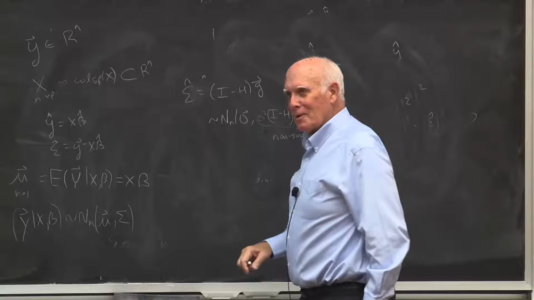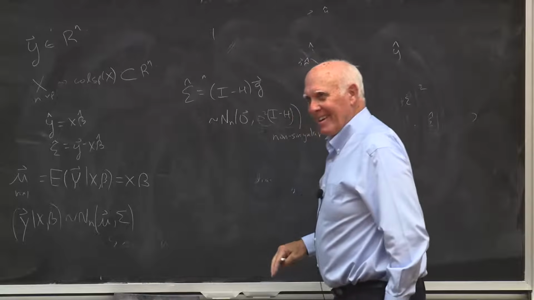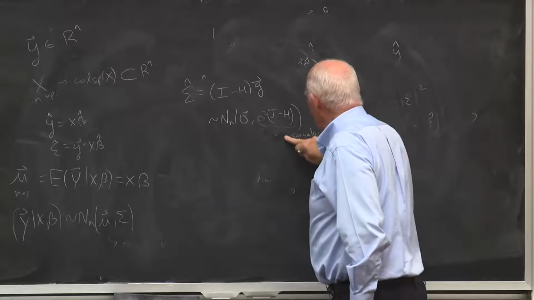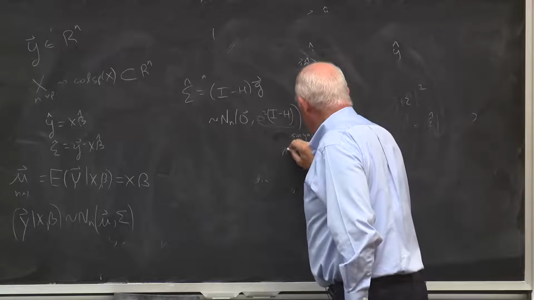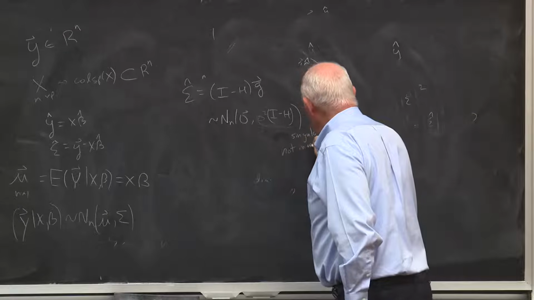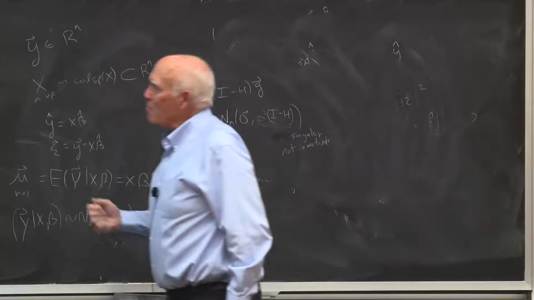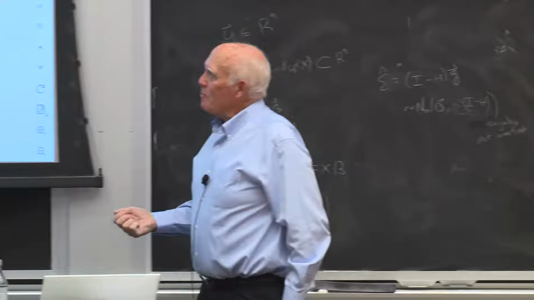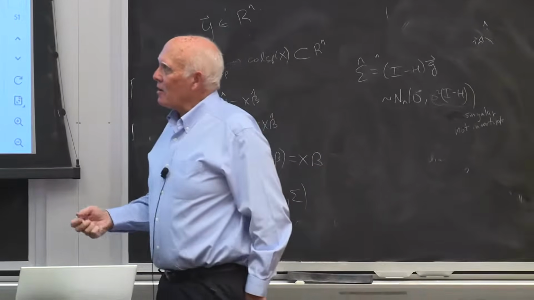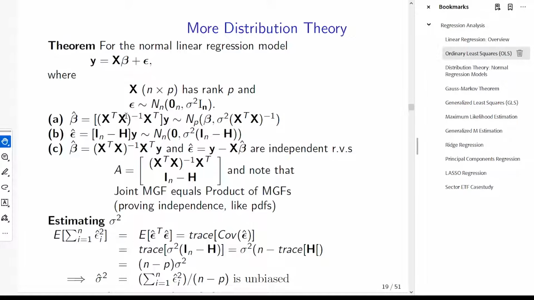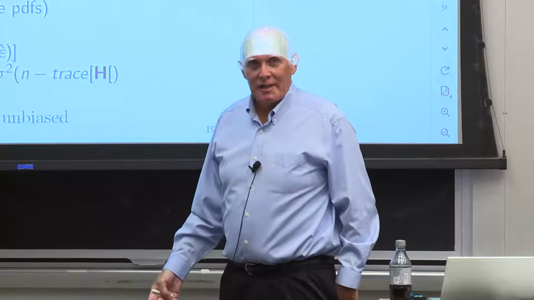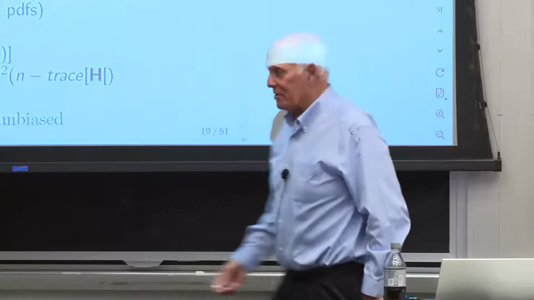Actually, is that the right word? No, it's singular, I guess. But it's singular, it's not invertible. And what does that mean? Well, that means that there are linear combinations of the error vector that have zero variance. There's a linear dependence in the error vectors.